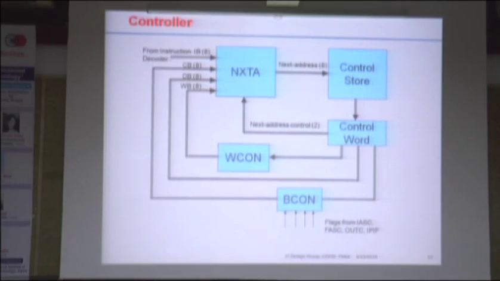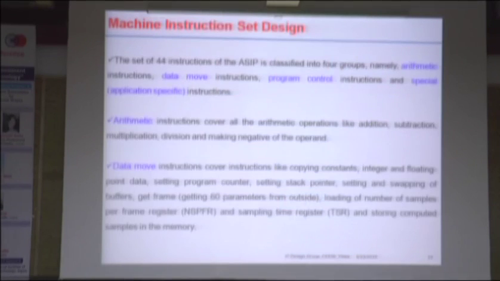So this is an internal diagram of the controller. Again, I think I'll skip. I'm already running short of time. So we have decided we will have a total of 44 instructions. We have decided that we will keep 44 instructions for our ASIP. Okay. And they are classified into 4 groups: arithmetic, data move, program control, and special application specific instructions.